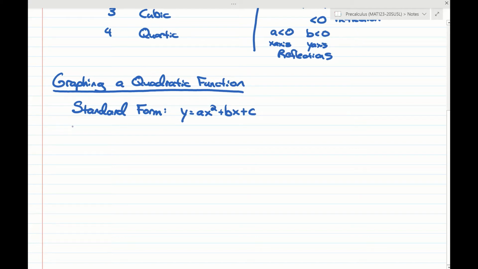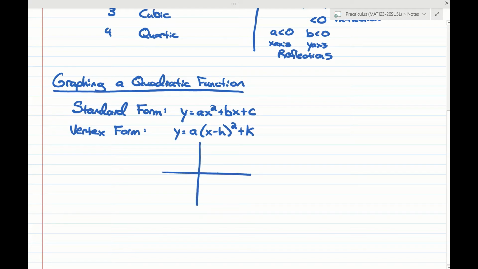And we also have something called vertex form. Now vertex form looks like y is equal to a times (x minus h) squared plus k. Now this looks like you're transforming it, right? So with vertex form, you would go to the right h units, up k units. That's going to be called our vertex. And then it's going to sprout out like whatever it's supposed to look like.